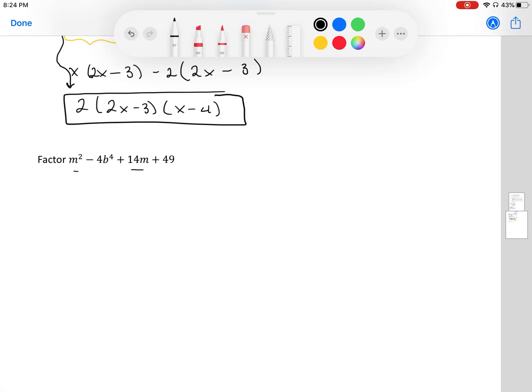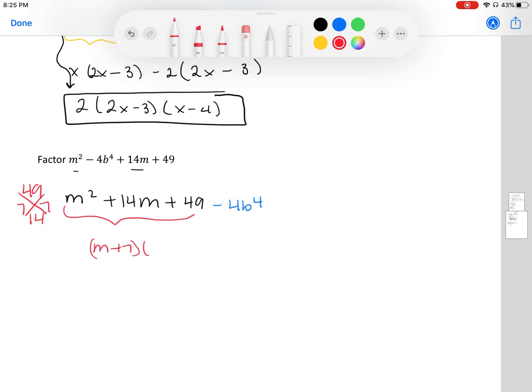So I see m's. Why don't I rearrange it so that I have m squared minus 14m plus 49, and then we leave that minus 4b to the fourth power on the side. Let's focus on our first three terms. I can try to factor this. So what numbers multiply to give you 49 that add to give you negative 14? Negative 7 and negative 7. So that factors to be m minus 7 times m minus 7, or m minus 7 squared.